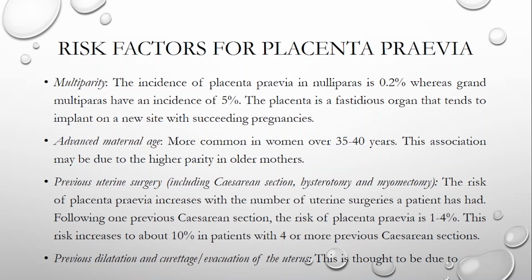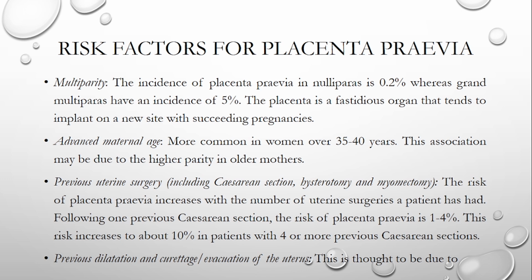What are the risk factors for placenta previa? Multiparity is one major problem. The incidence of placenta previa in nulliparous women is about 0.2%, whereas in grand multiparity the incidence has risen to about 5%. So we have a very low incidence in nulliparous women, about 0.2%, but in grand multiparity we have an incidence of about 5%.